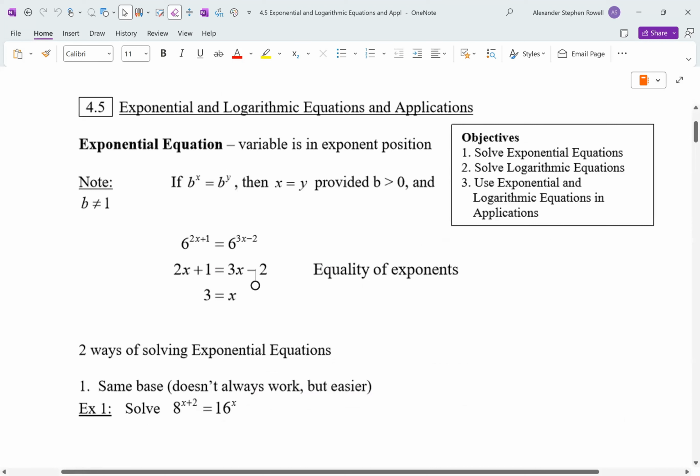Section 4.5, exponential and logarithmic equations and applications. We'll now have exponentials with the equal sign or logs with an equal sign. Easy enough.